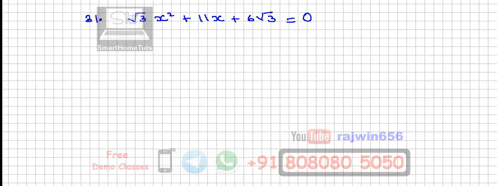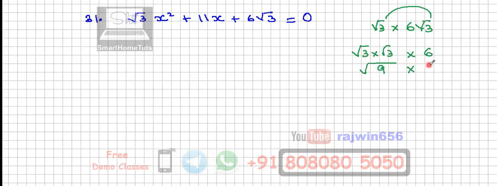The coefficient of x square, that is root 3, multiplied by 6 root 3. Now root 3, I'm going to multiply both of these. Root 3 into root 3 multiplied by 6. If I bring this inside the root, it is going to become 3 into 3. So this is going to become root of 9 multiplied by 6. Square root of 9 is 3 multiplied by 6. So this is going to give me 3 into 6, that is 18.